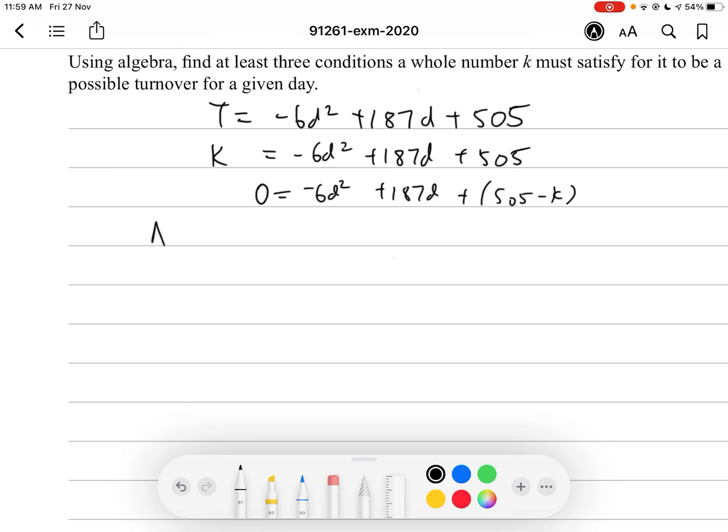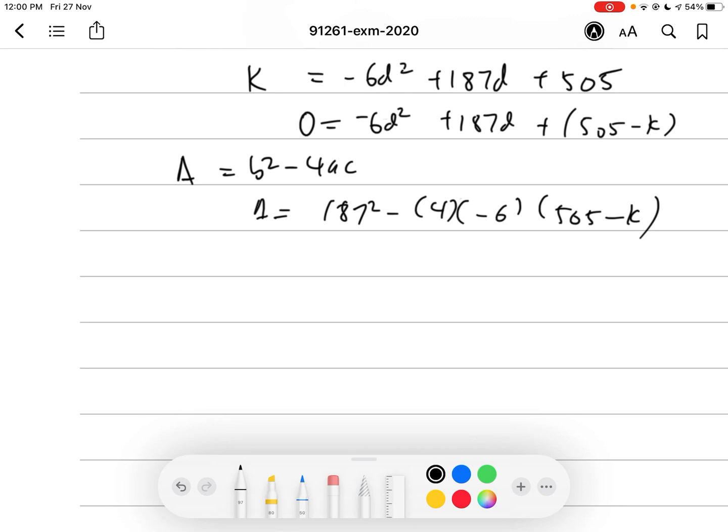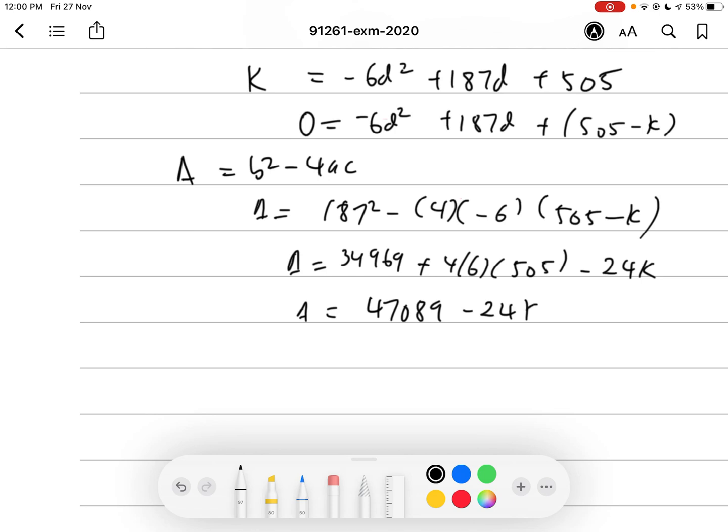And now, first of all, we're going to look at our discriminant. So our discriminant equals b squared minus 4ac. So that is 187 squared minus 4 times negative 6 times 505 minus k. That's our discriminant. 187 squared gives 34969. So 4 times negative 6 times 505 is negative, but we have the negative on the outside, so it becomes positive. 4 times negative 6 times negative k is positive 24k, but with the negative outside, it becomes negative again, so 24k there. If we simplify this a little bit, we get 47,089 minus 24k.